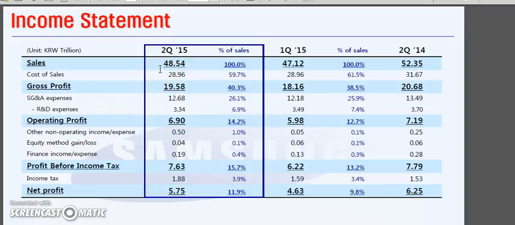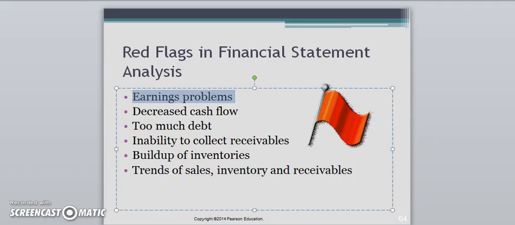So it looks like there is an earnings problem. If you look here, the net profit, 6.25 trillion won and 5.72. And then what's happening with cash flow? It's something that you want to pay attention to.